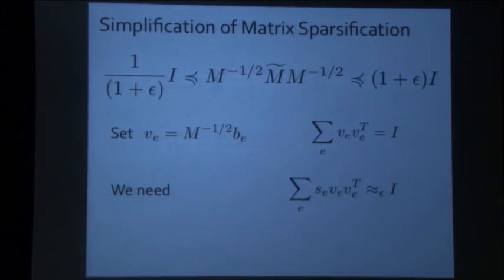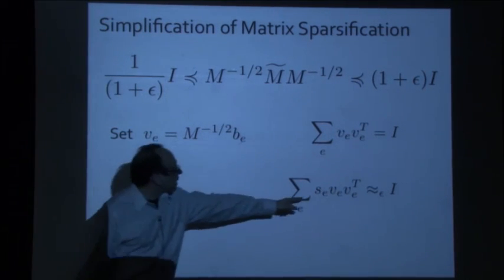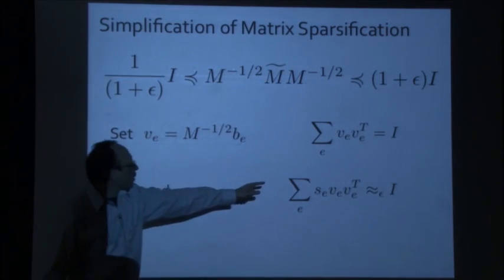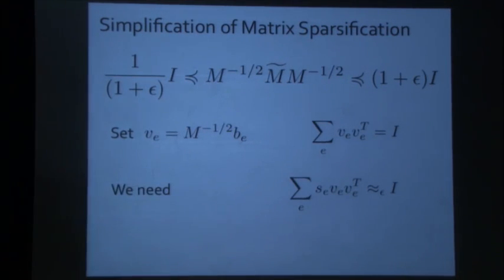OK, so here's our goal. After this normalization, our problem is just to find scaling factors, most of them 0, so that now the sum of my outer products times the scaling factors approximates the identity.